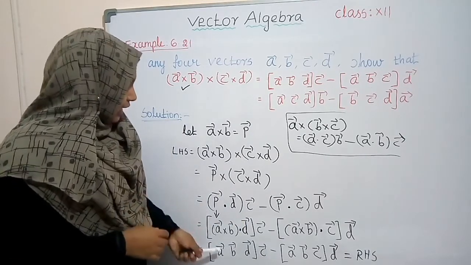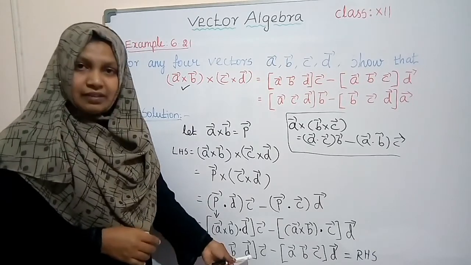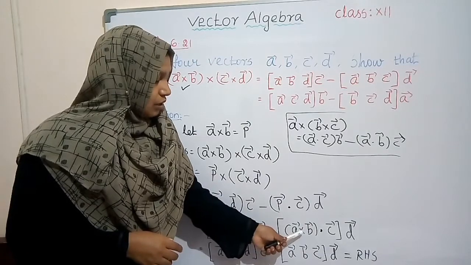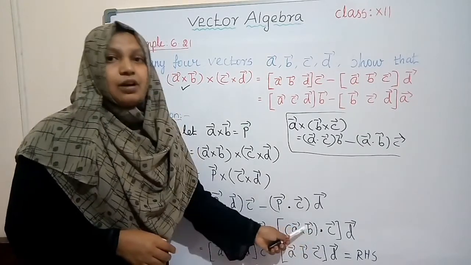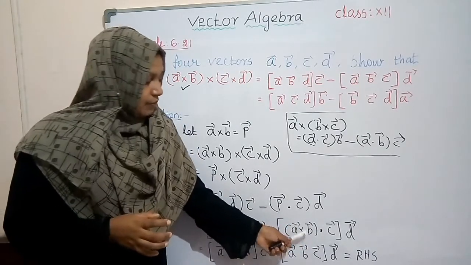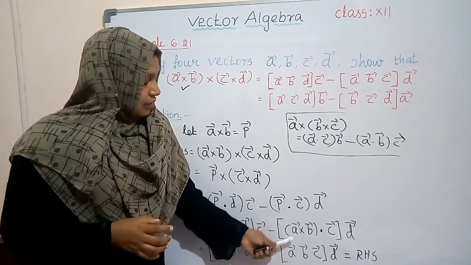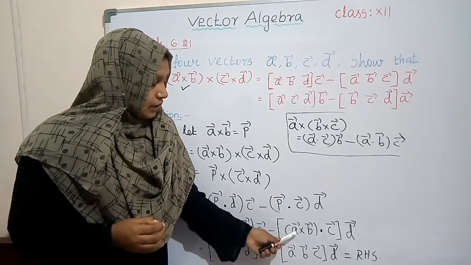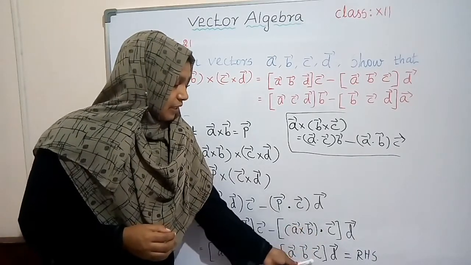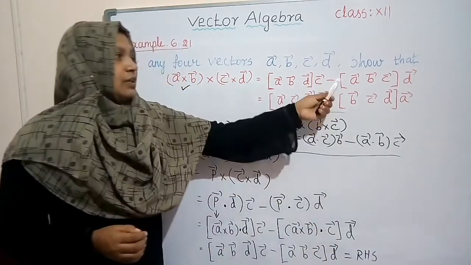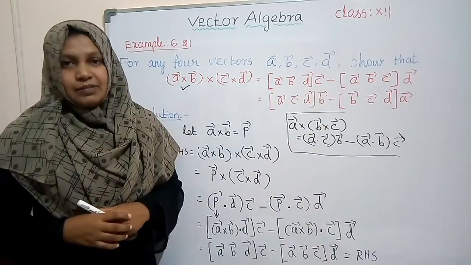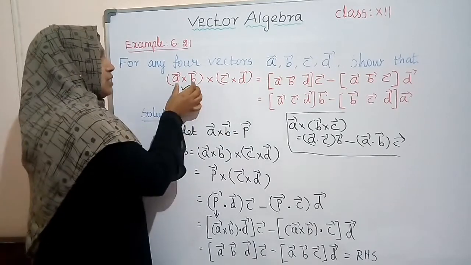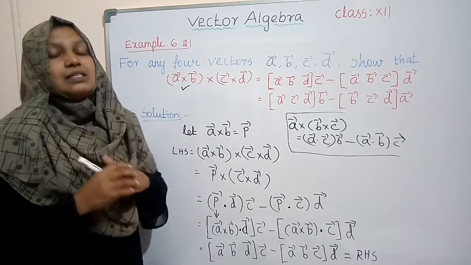So it becomes A vector, B vector, D vector into C vector minus, here also you see cross product and dot product. Cross value is in the bracket, so we can make it as the box product. That is a scalar triple product. It becomes box product of A vector, B vector, C vector into D vector, which is our right side. Understood?